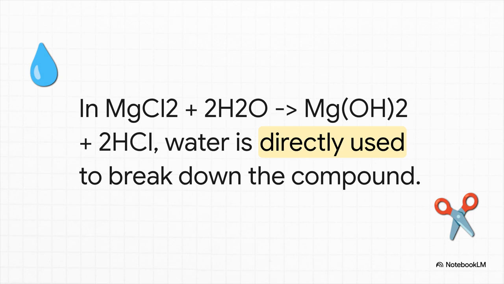Notice how the water, the 2H2O, isn't just hanging out passively in the background as a solvent. Nope, it's actively getting involved in the reaction. The salt, magnesium chloride, reacts directly with the water to form brand new products. Water is the tool doing the breaking down here. Since water is doing the heavy lifting and splitting the compound, we are absolutely looking at hydrolysis.